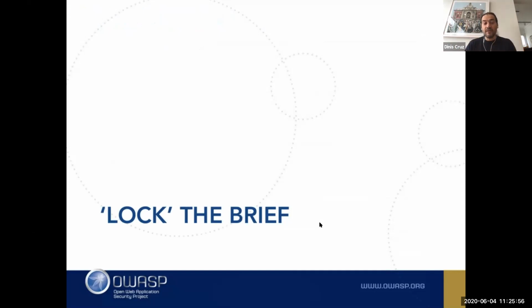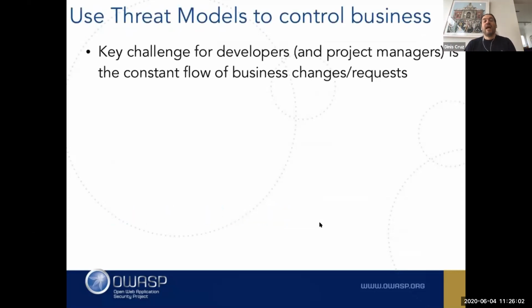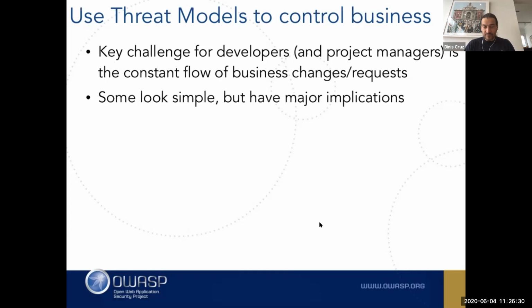As a developer, one of the things that is very challenging is the constant flow of business changes. Most security vulnerabilities occur because of a business change. Somebody says, I need this feature, I need that to happen, there's a priority, just make it happen. And then the compromises made to make that occur cause lots of vulnerabilities. The way I look at this is that we can use threat models to control that, to have this flow where you might think it's a simple change, but it has major implications.